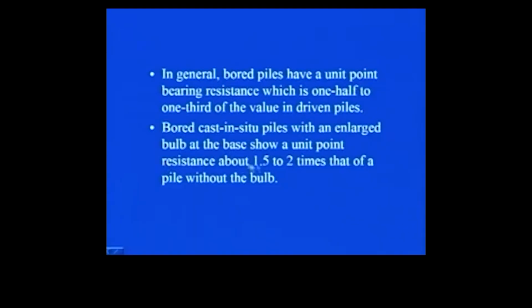So, obviously, if a bulb is there, it will result in larger point bearing resistance. If you compare the two cases, a pile with bulb and without bulb, then this much difference in the unit point resistance you can expect, that is about 1.5 to 2 times that of pile without the bulb.